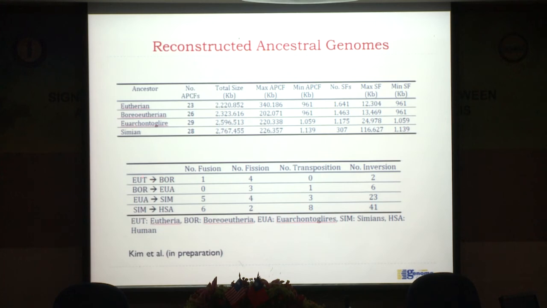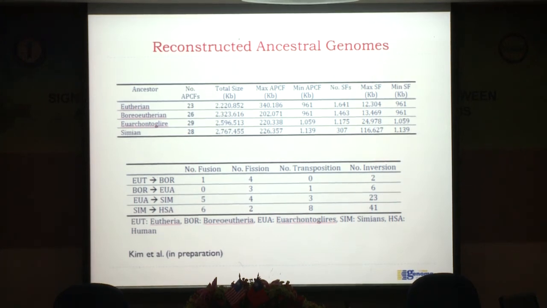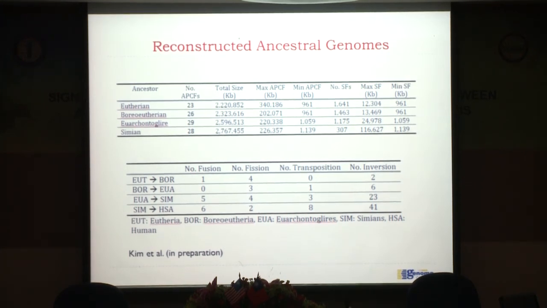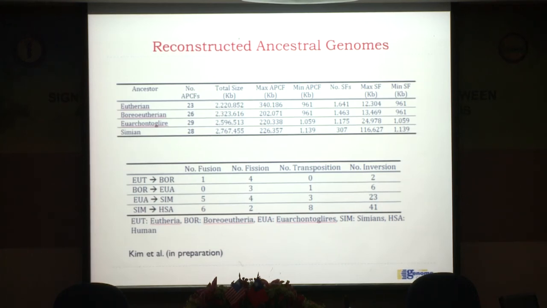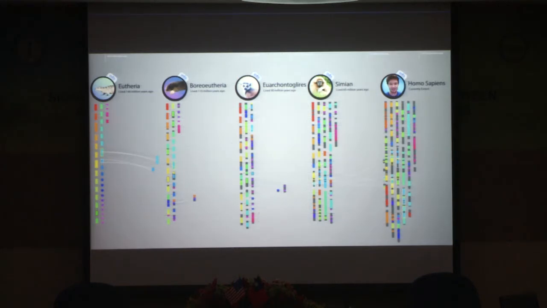And of course, you can determine the operations from each ancestor to its descendant ancestor. You can look at the number of fusions, fissions, transpositions, and inversions, and then go into these regions and look at the gene content, and see what the gene content tells you about the rearrangements that have occurred along those lineages and their possible relationships to phenotypic traits.